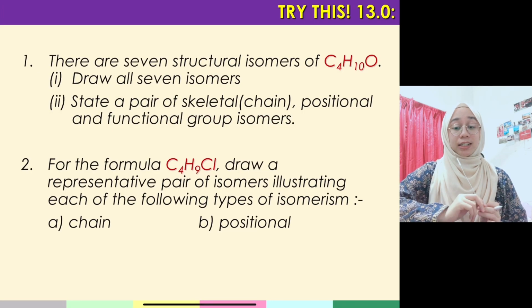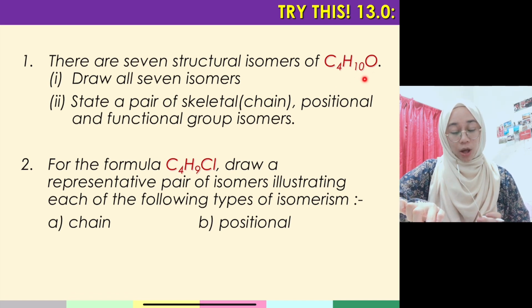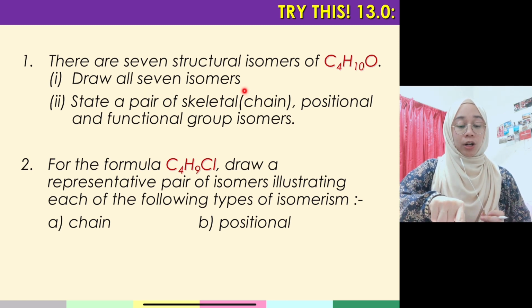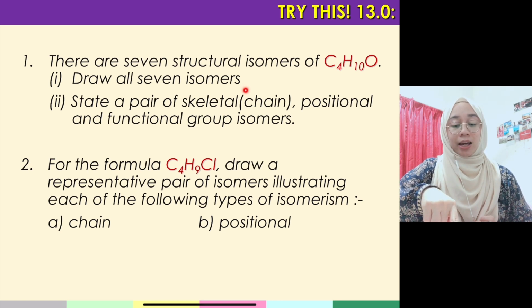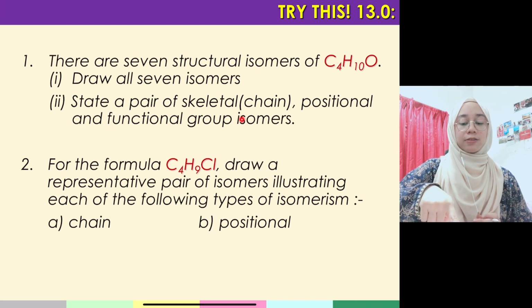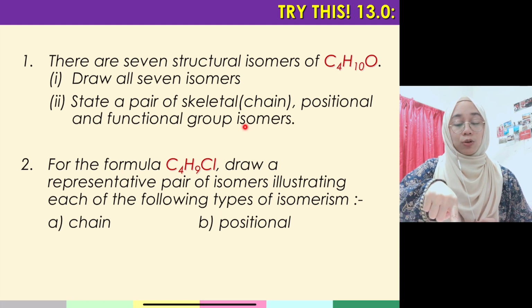Now it's your turn to try this. There are 7 structural isomers of C4H10O. You need to draw all 7 isomers. Later on, label your isomers as numbers 1, 2, 3 or A, B, C. And then once you have drawn all the 7 isomers, you need to state a pair of skeletal, a pair of positional, and then a pair of functional group isomers.